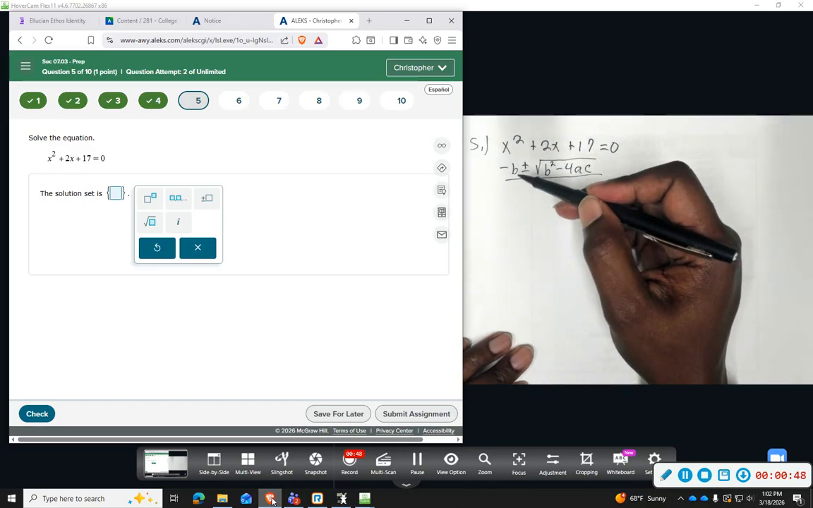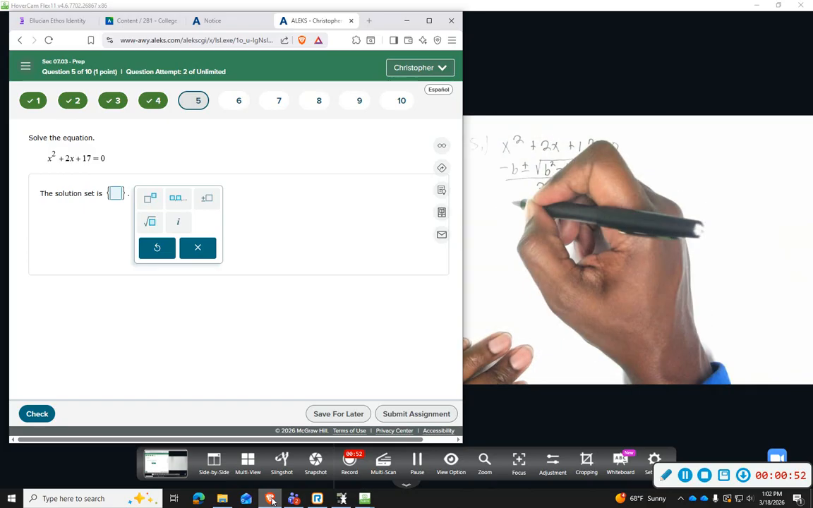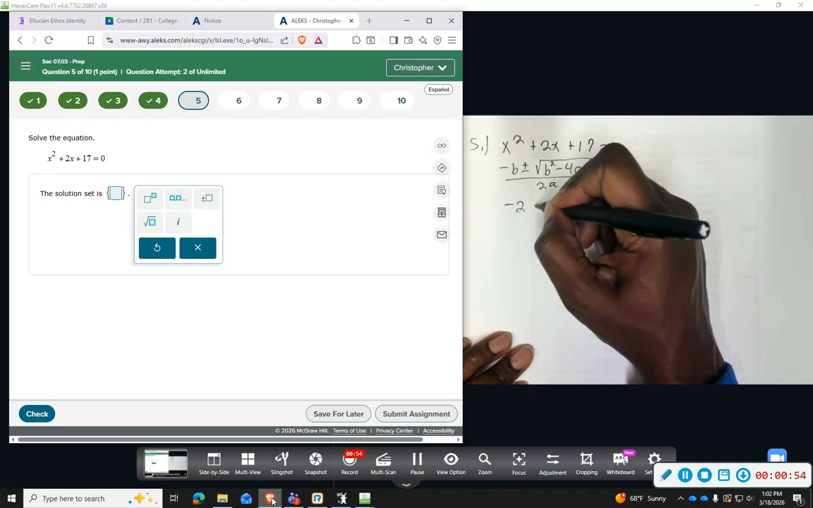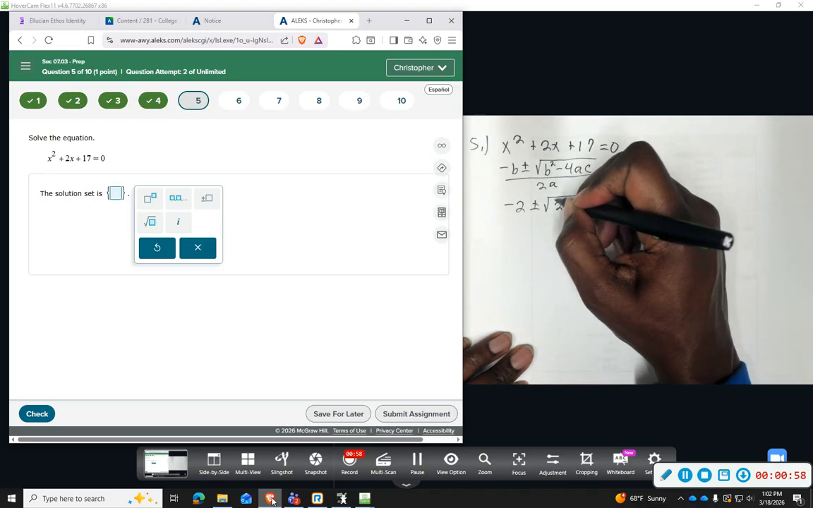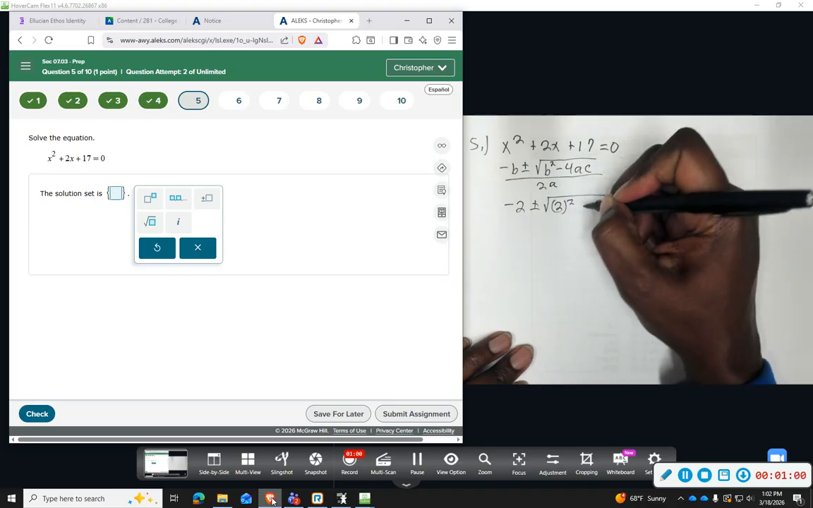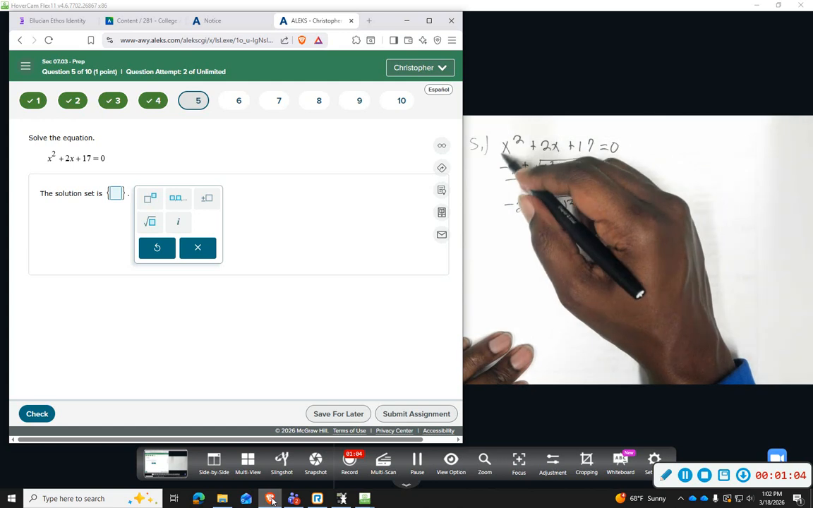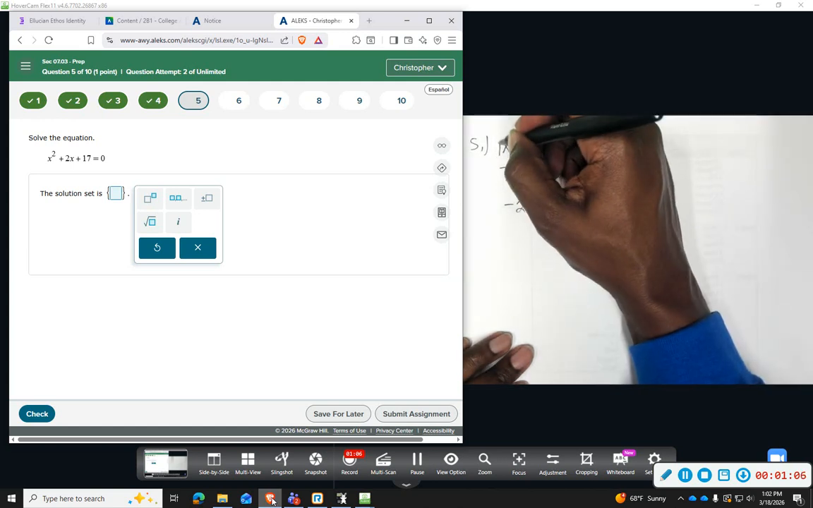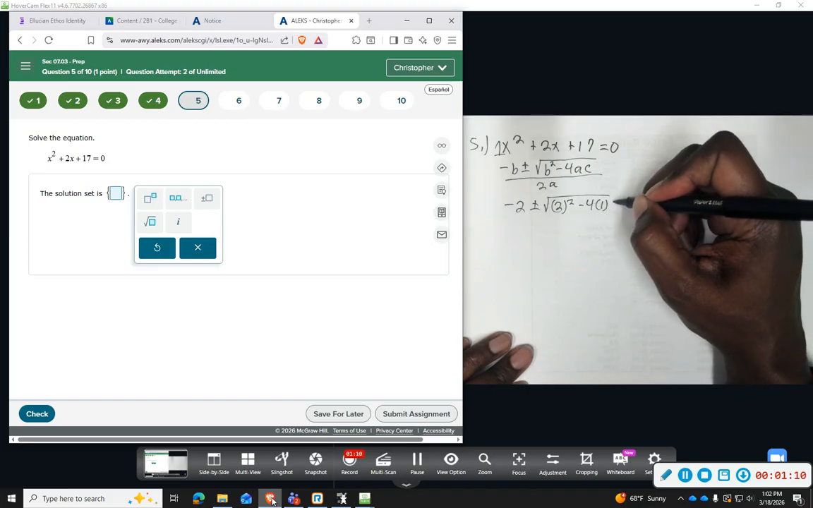Okay, so we'll plug in the values. The opposite of b, the opposite of positive 2, will be a negative 2, plus or minus the square root of b squared minus 4. A is 1, understood to be a 1 here. I won't write it, but you need to understand the coefficient is a 1. A times c, which is 17.